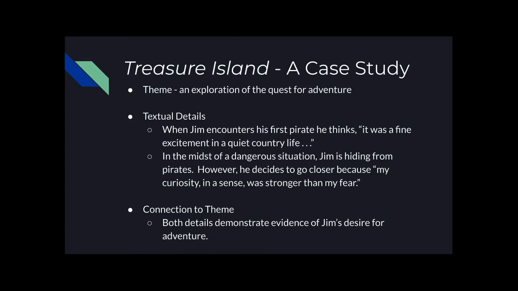Another example, in the midst of a dangerous situation, Jim is hiding from pirates. However, he decides to go closer because "my curiosity, in a sense, was stronger than my fear." Both of these details help demonstrate evidence that Jim has this desire for adventure in his life.